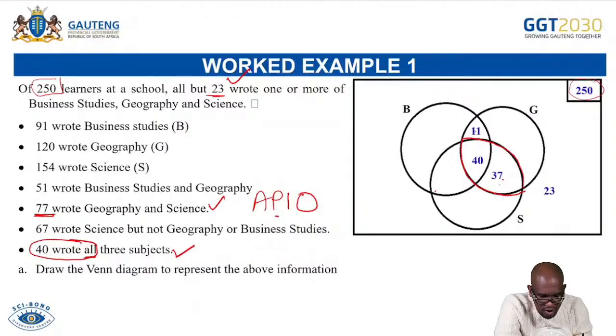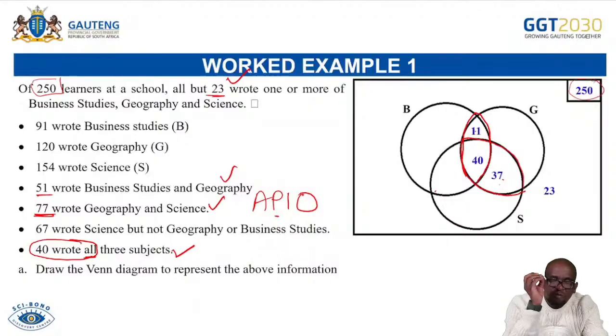It says now 51 wrote business studies and geography. 51 for business studies and geography. It should be 51. We've already counted 40, so we'll say 51 minus 40, we get 11, which will be business studies and geography only.